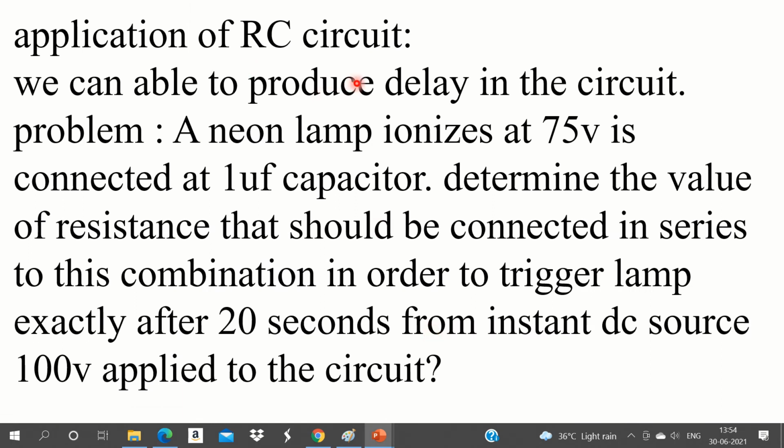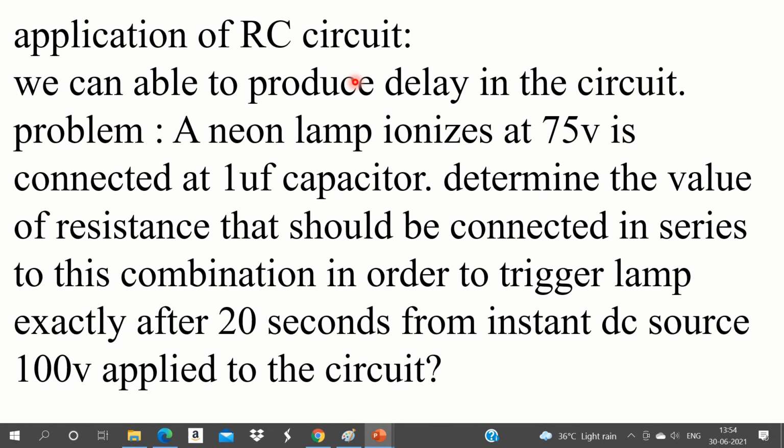So, applications of RC. Here is a simple example to understand the application of an RC circuit. We can provide a delay in the circuit. Here is a neon lamp problem. The neon lamp ionizes at 75 volts, and at 75 volts it gives light. It is connected to a 1 microfarad capacitor. Determine the value of resistance that should be connected in series to this combination in order to trigger the lamp exactly 20 seconds after the instant the 100 volt DC source is applied to the circuit. Means we have to provide a delay of 20 seconds.